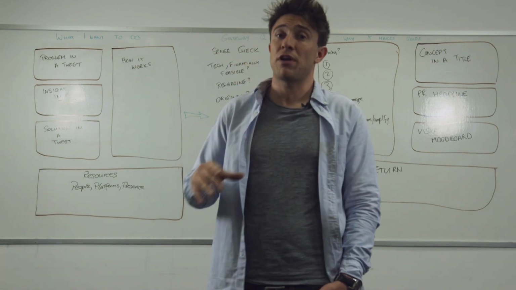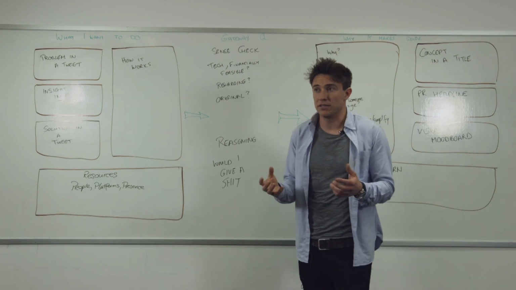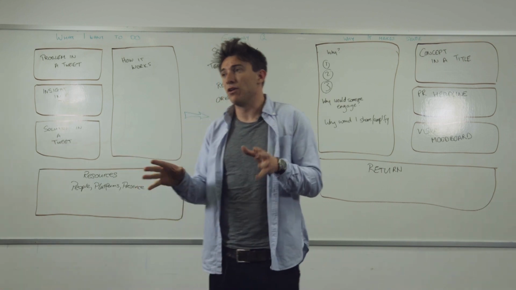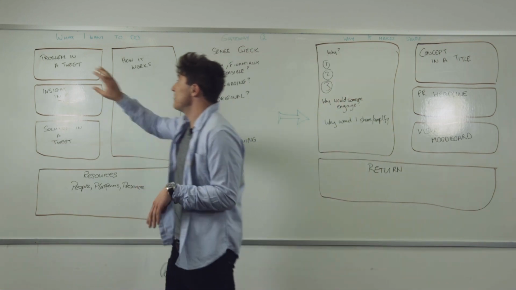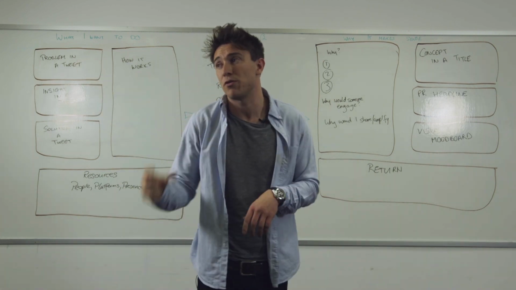So let me walk you through the canvas. The first thing we do is we get the brief from our client. So what we want you to do is look at that brief and observe it. Have a look. What is that key problem you're trying to address? And what we want you to do is give us that problem in a tweet. Articulate it, break it down to that small 140 characters.